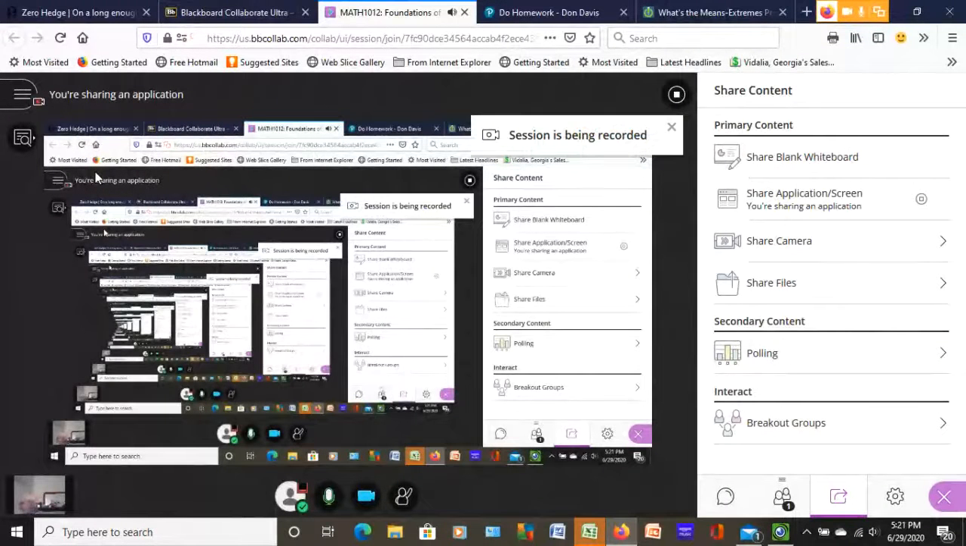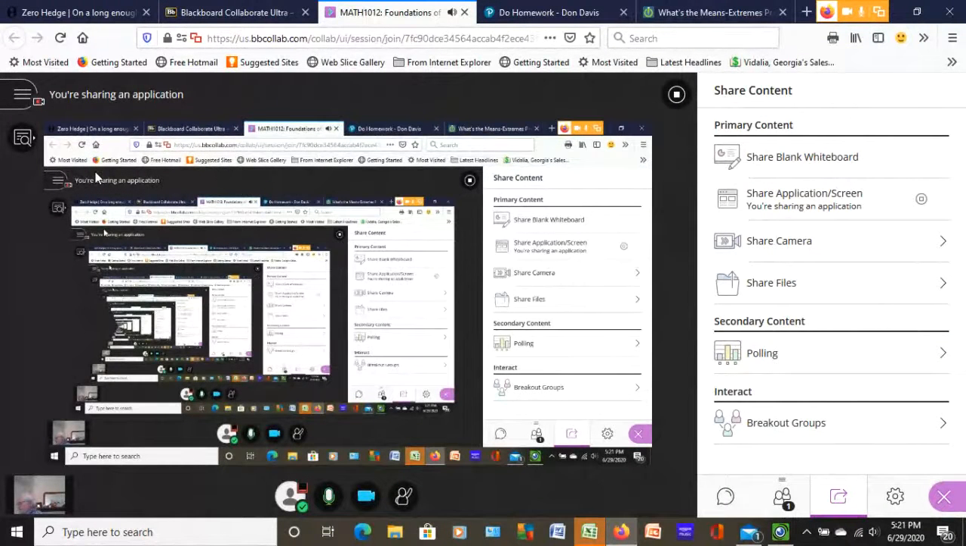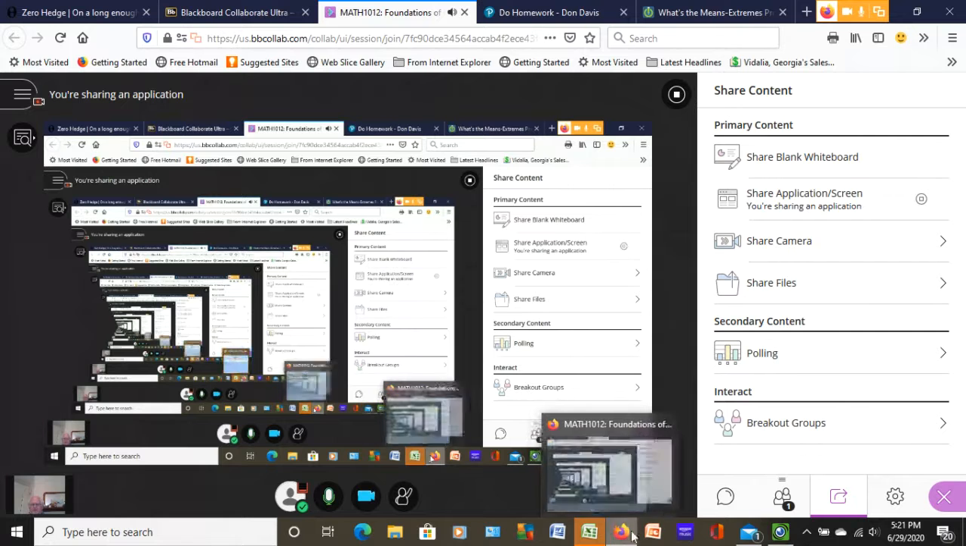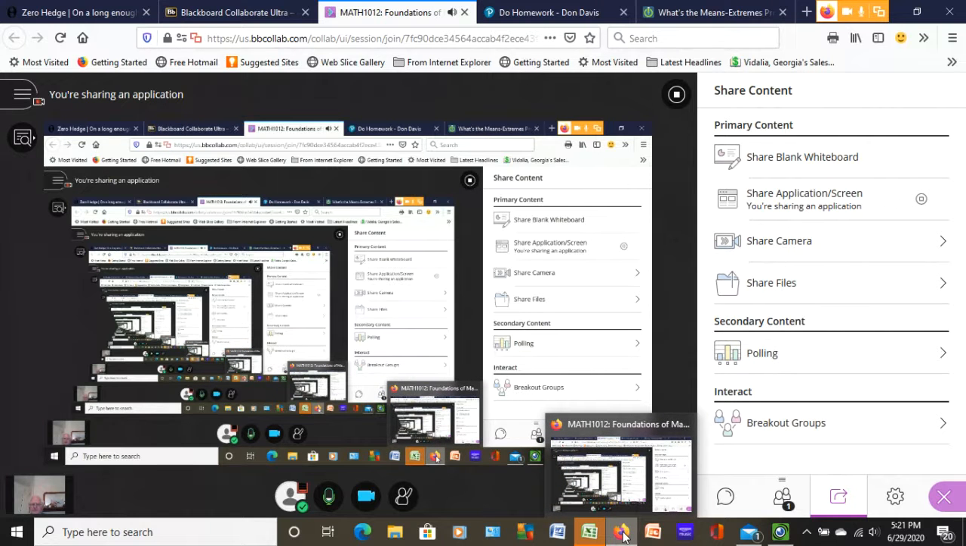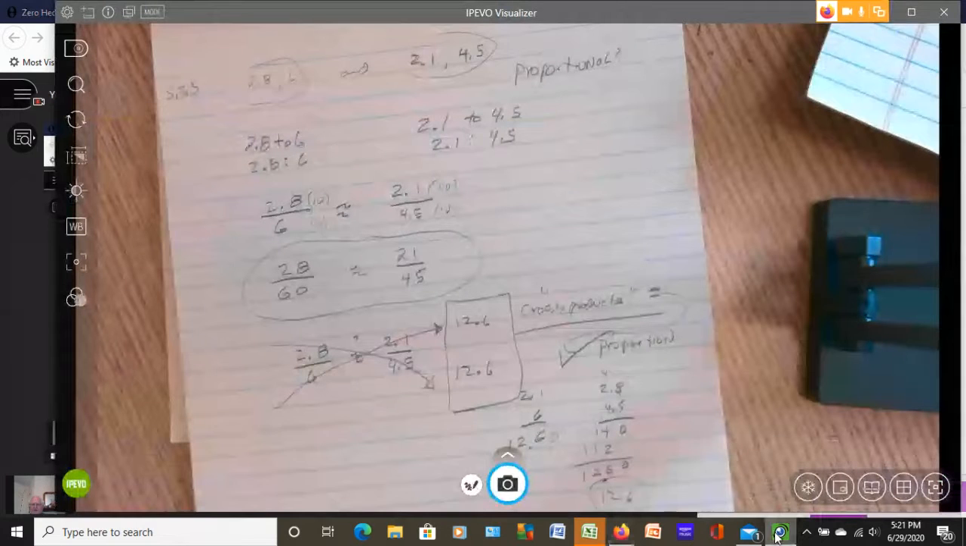Okay, so this video is going to discuss the cross product property a little bit. We use that to determine whether or not two ratios are equivalent, or said differently, whether or not two ratios are proportional. Now, we've had two problems that we've worked on in videos, and let me go to the pad and look at that with you for a second.